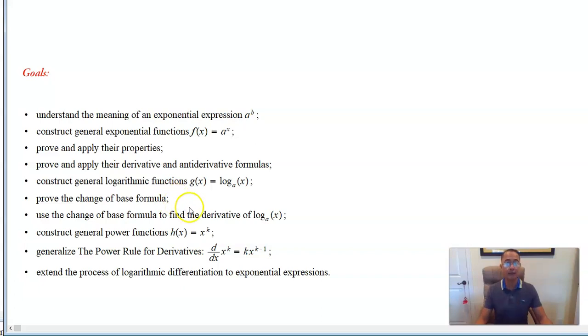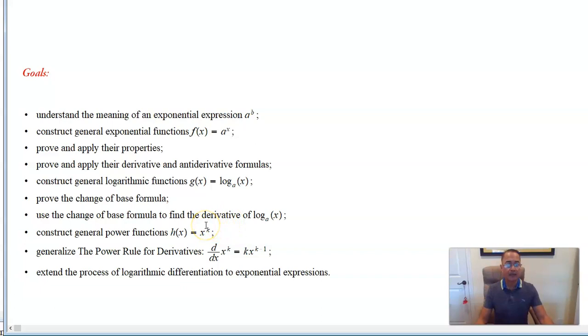And from this, we will find the derivative of these logarithmic functions. You may have noticed that we have not found an antiderivative for the logarithm function. And that's because we don't have the technique yet to do it. It will be coming very, very soon.